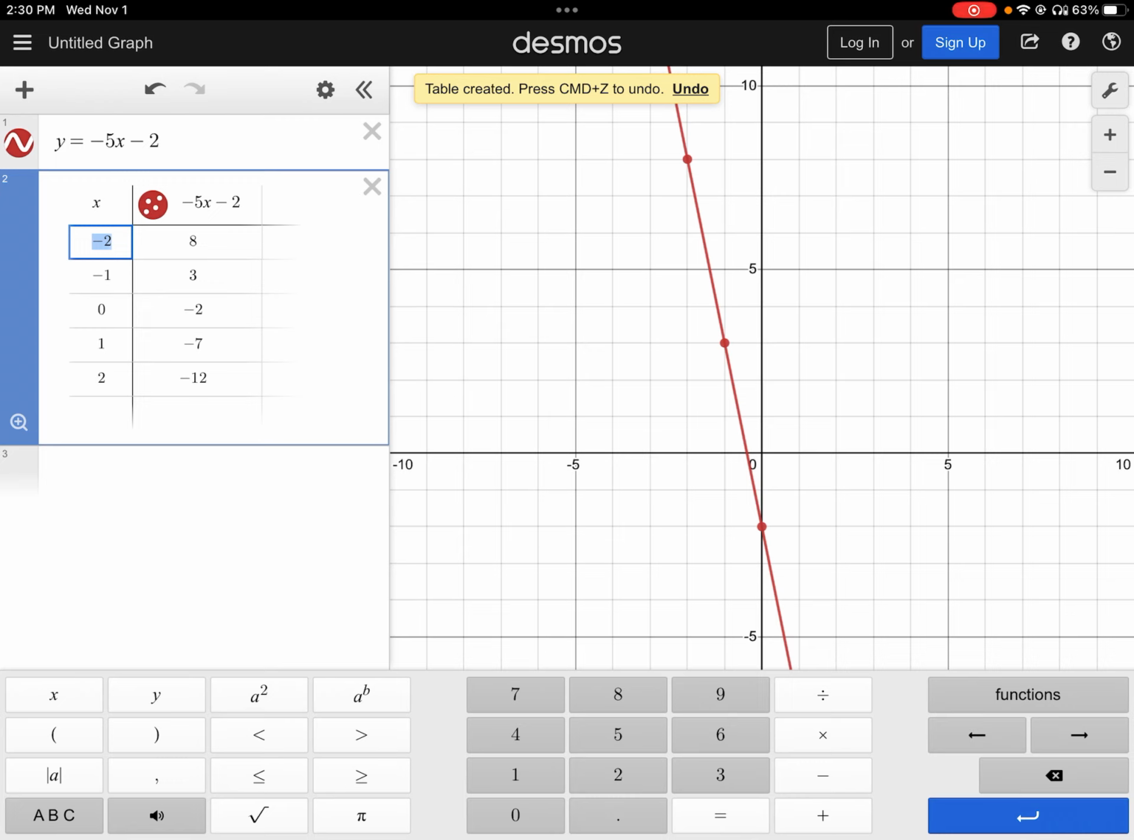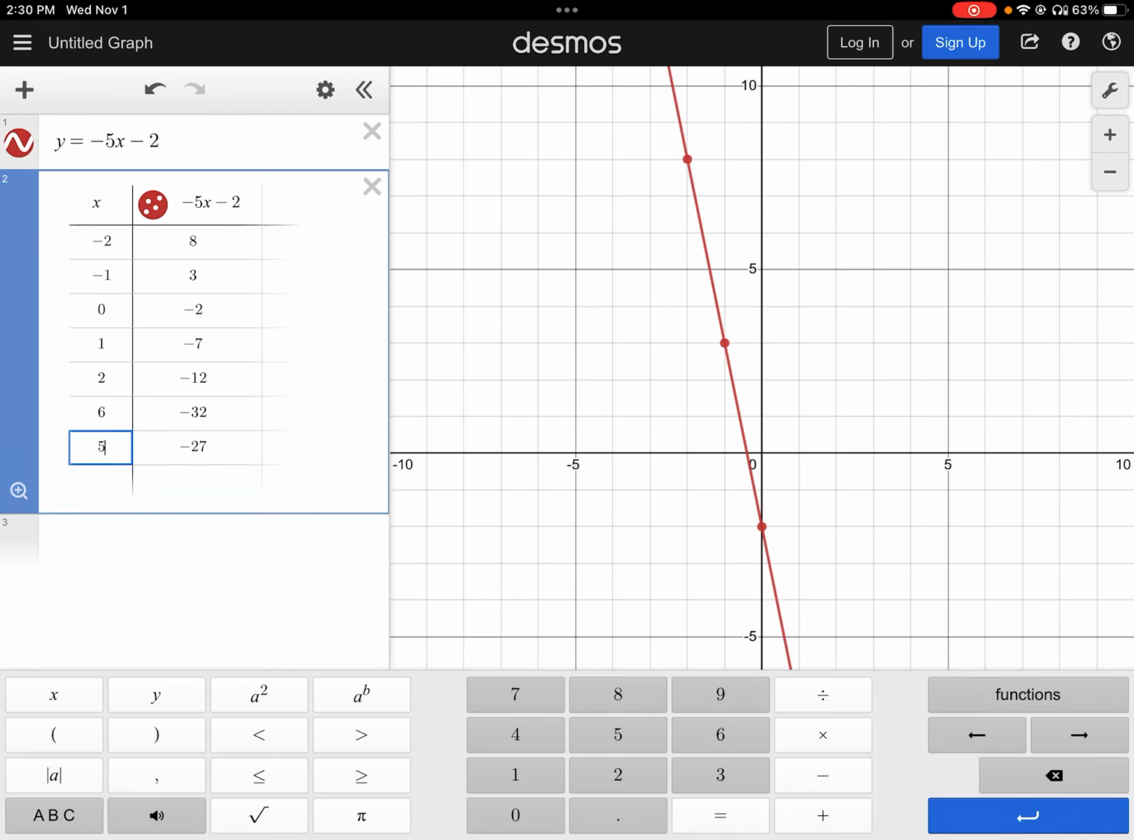So negative 2, 8, negative 1, 3, 0, negative 2, 1, negative 7. You could put whatever you want for x, and you can see what that corresponding y value would be. So any of those. There's lots and lots that you could put.